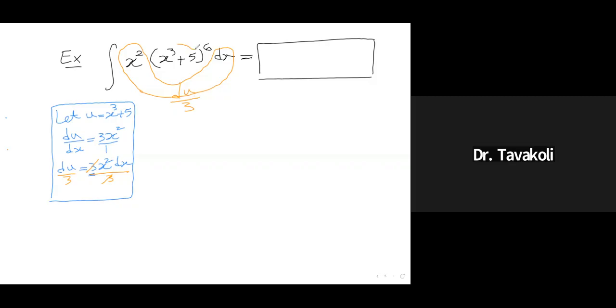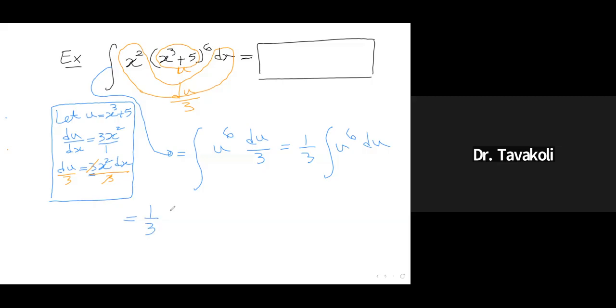And u was, in fact, whatever I had inside these parentheses. So this is going to be the integral of u to the 6 du over 3. That over 3 is like 1/3 has been multiplied by du, and 1/3 is a constant, so it can be pulled out of the integral. So this is going to be 1/3 integral of u to the 6 du. The antiderivative of u to the 6 using the power rule is u to the 7 over 7, and then plus c.